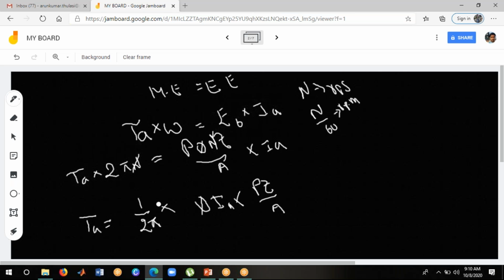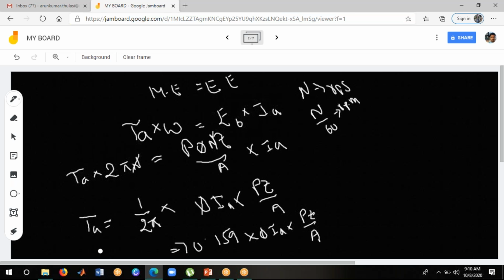If you simplify this 1 by 2 pi, you will get 0.159 into pi IA into PZ by A. So this is the final equation of armature torque, right?